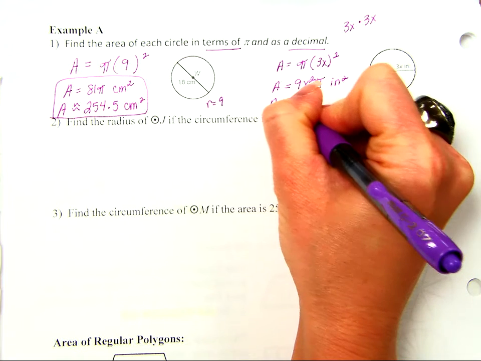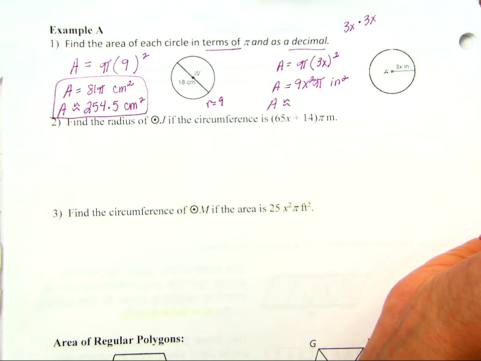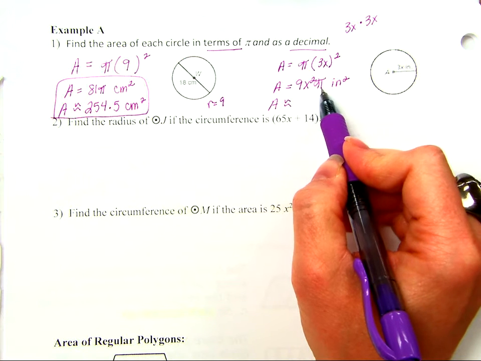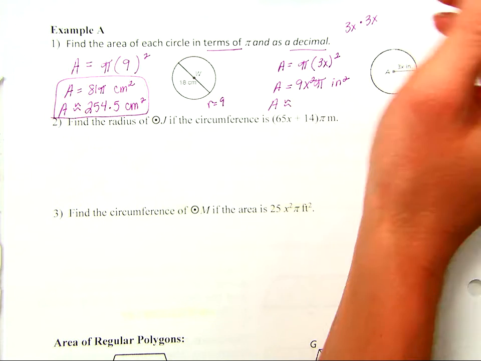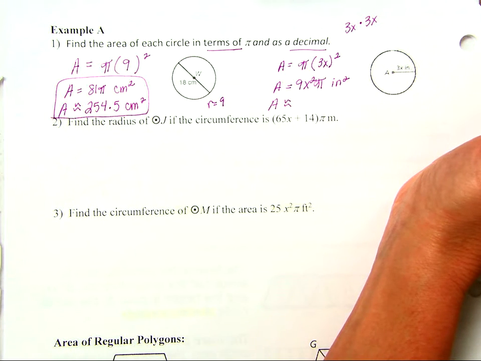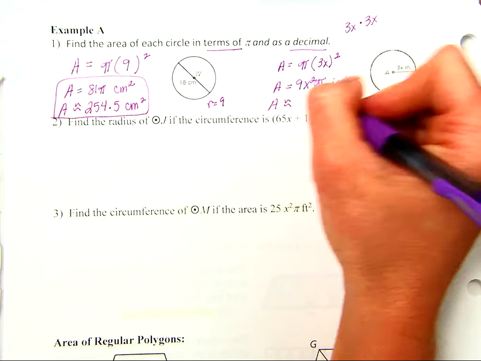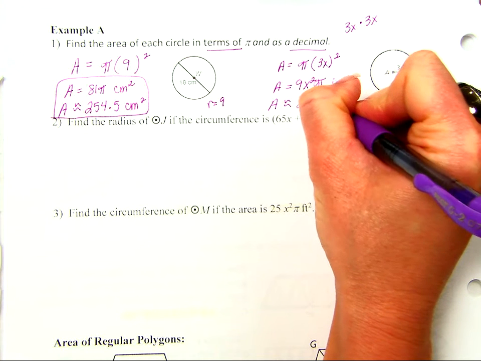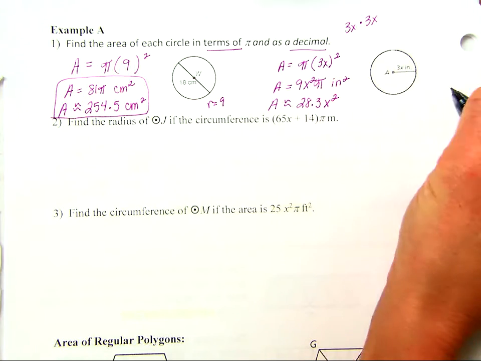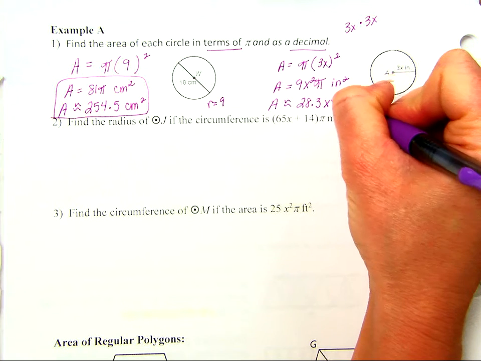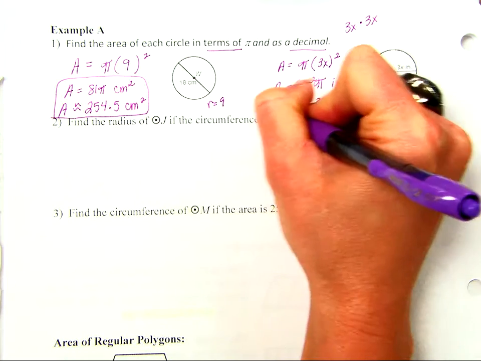When I find that as a decimal, I'm just going to go ahead and take the 9 and multiply it by pi. So if I take 9 multiplied by pi and I round it to the tenth, I'm going to get about 28.3, but I still have my x squared. So 28.3 x squared inches squared.